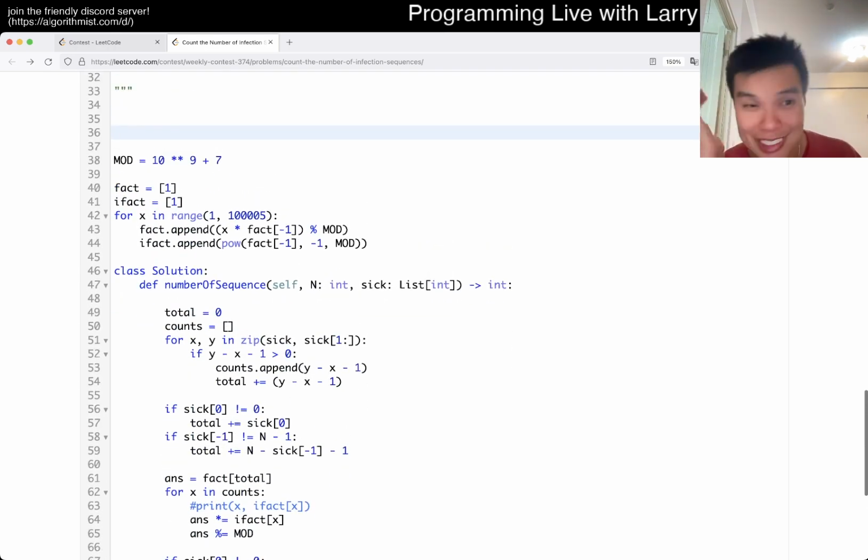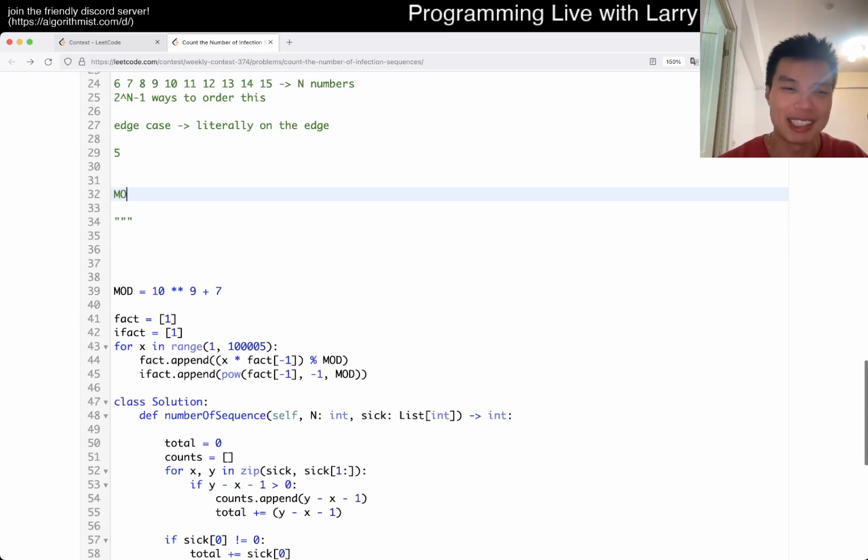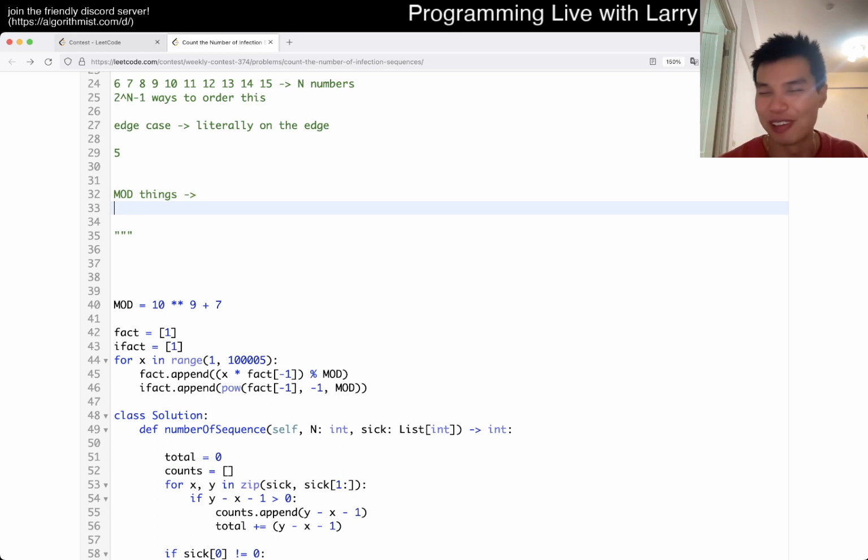I forgot about this. And there's also mod things, right? For this, I don't have time to go over it now. I'm sorry, I'm just tired tonight. But just look over modular inverse for the division, right?